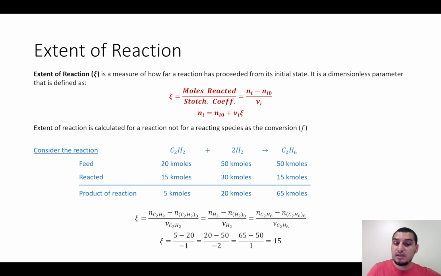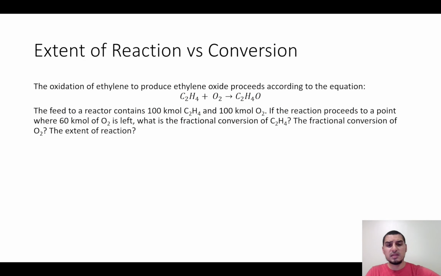So if you can calculate the extent of reaction, you are, I would say, 90% done with everything, because the rest is going to be substituting in an equation like this, and we'll see this later. But I just want to make it clear that this parameter is a very important parameter. So let's look at this example here, where we have ethylene oxide produced by the reaction of ethylene and oxygen, and the feed to the reactor is 100 kilomoles of ethylene and 100 kilomoles of oxygen, and the reaction proceeds to a point where 60 kilomoles of oxygen is left. So what we can do, because again it's not easy to understand the numbers.